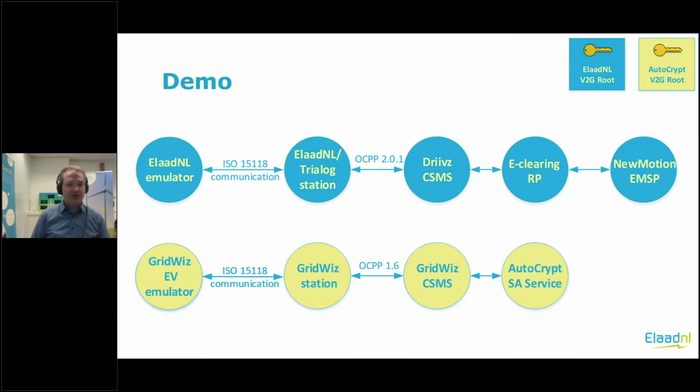So on the top one, you see the ElaadNL chain with a slight difference from the Gridwiz one, where we have an OCPP 2.0.1 setup, whereas Gridwiz uses an OCPP 1.6 setup. You can see the different companies here. They will be introduced during the demonstrations.